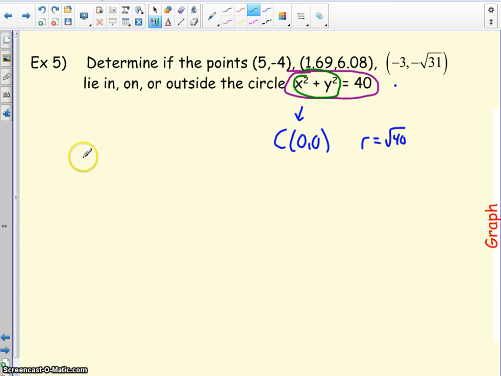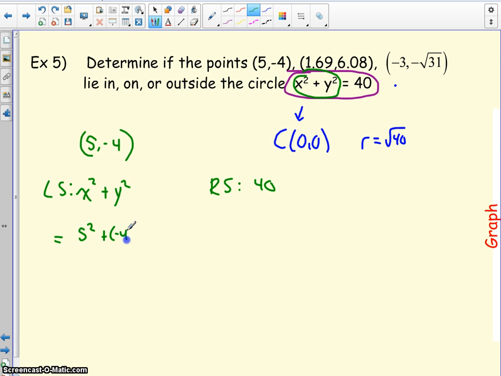Let's say I take the point (5, -4), and I split up my equation x squared plus y squared equals 40 into a left side, right side scenario. Basically like we're doing a check. So if I put in 5 for x and -4 for y, I get 5 squared plus (-4) squared. That gives me 25 plus 16, which is equal to 41.